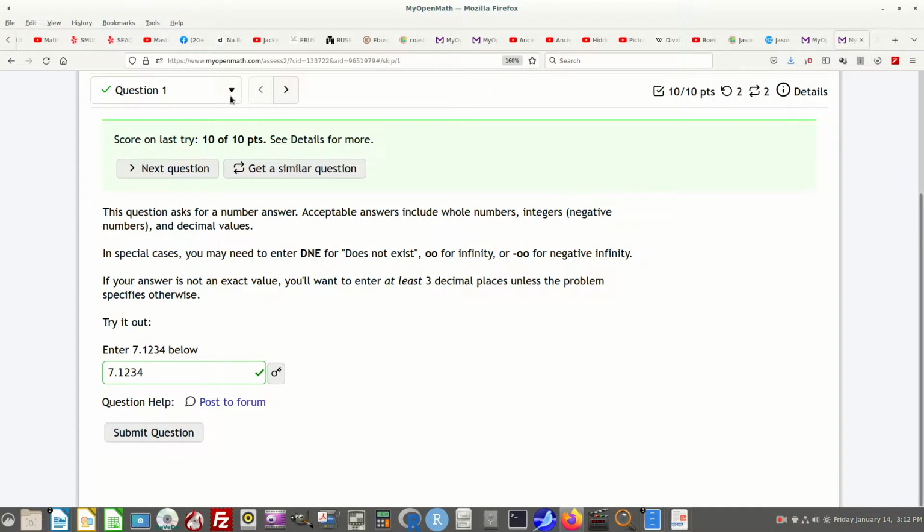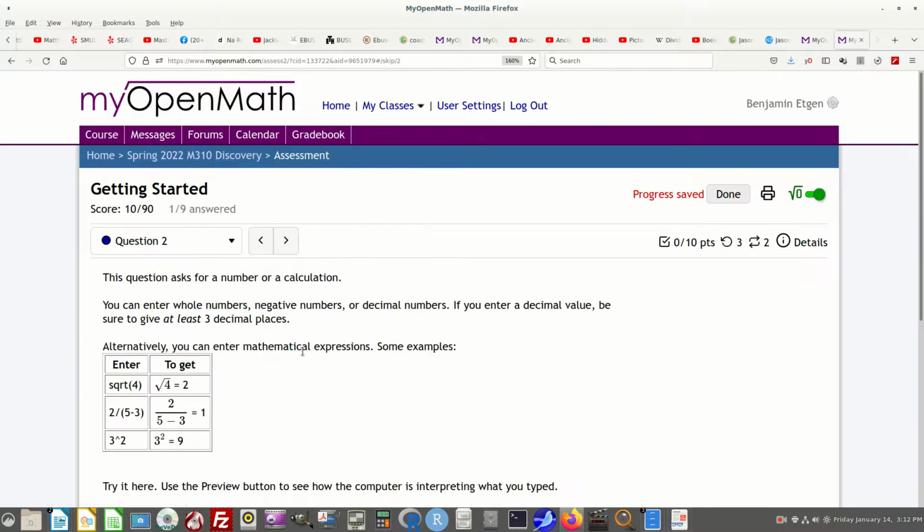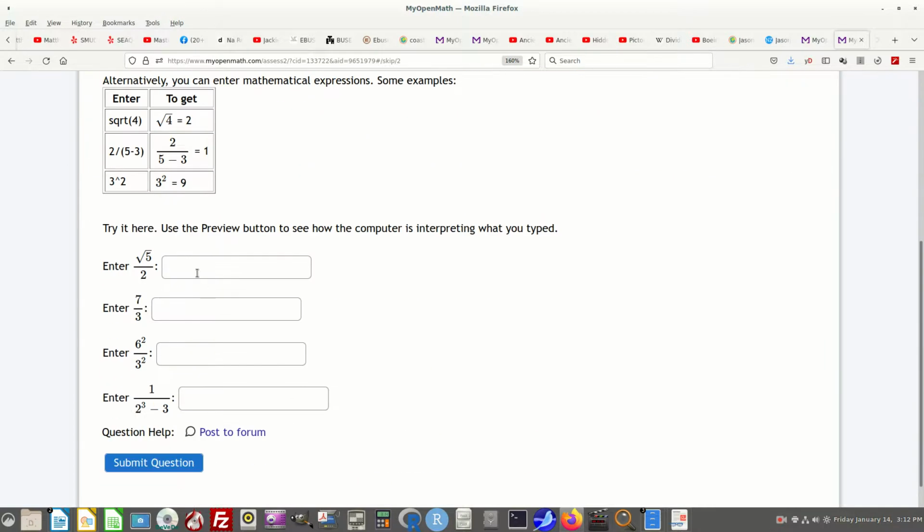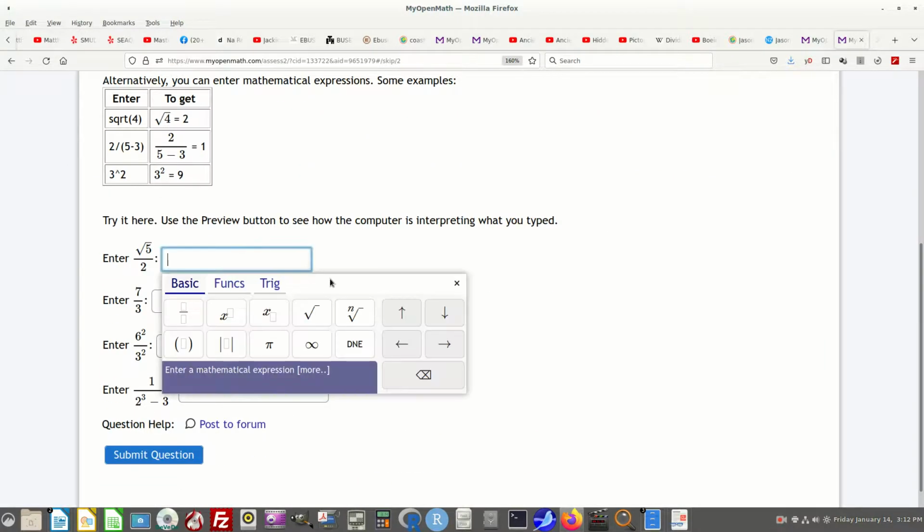So let's take a look at the next question. It says SQRT is the way to enter the square root. A slash gives you division. Parentheses are grouping symbols. The caret, that upward pointing arrow above the 6 key on your keyboard, gives you exponents. And then we've also got MathQuill, this new way of entering stuff in MyOpenMath.